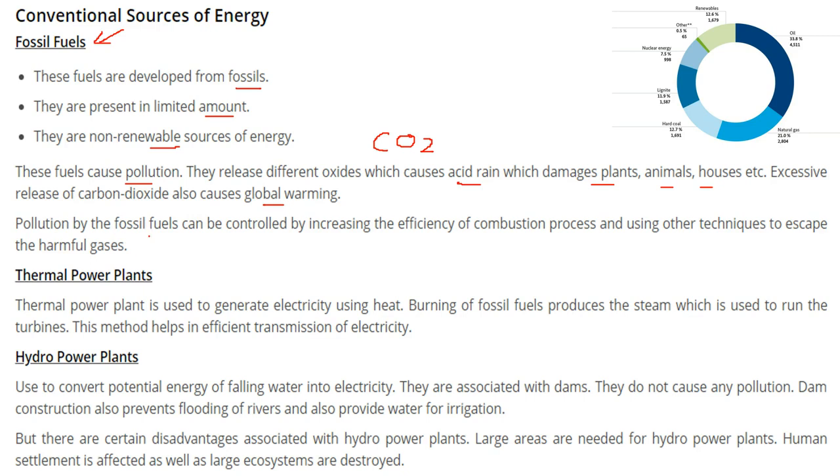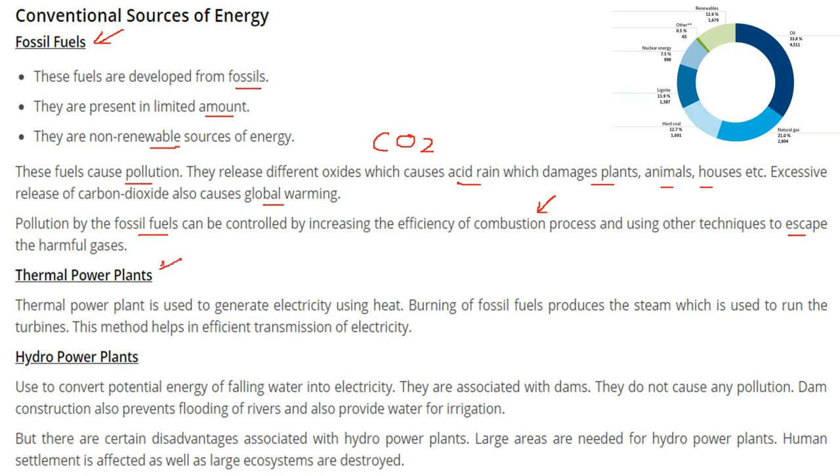The pollution by these fossil fuels can be controlled by increasing the efficiency of the combustion process, and there are other techniques to get rid of or to escape the harmful gases. But still, they will create some or the other pollution agents, pollutants.